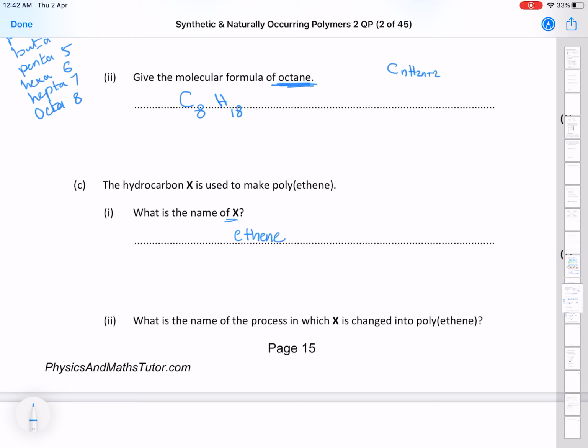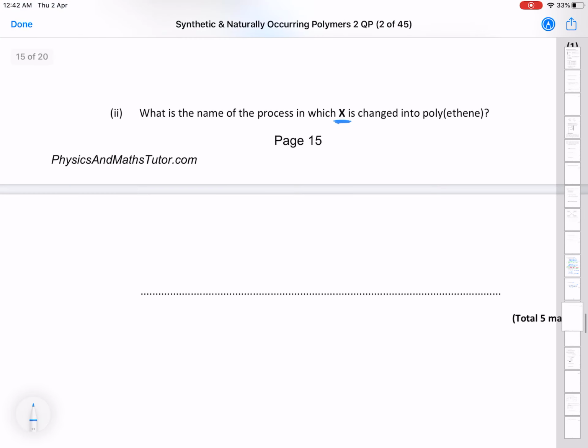What's the name of the process in which X is changed into polyethene? This is addition polymerisation. We already explained part of it in the previous question when we were adding the monomers of the ethene together to form the polyethene. Even if you just wrote polymerisation, you would get the mark.